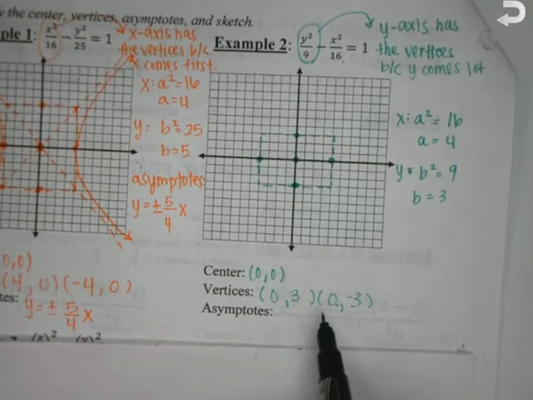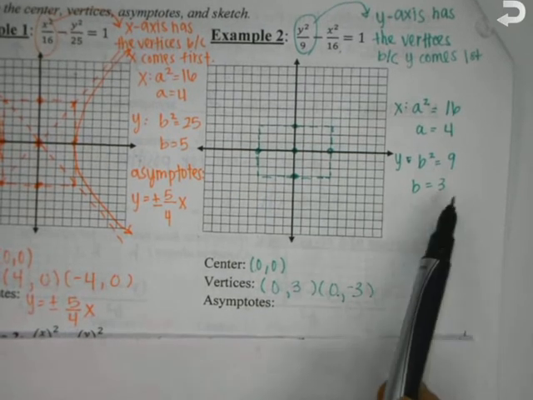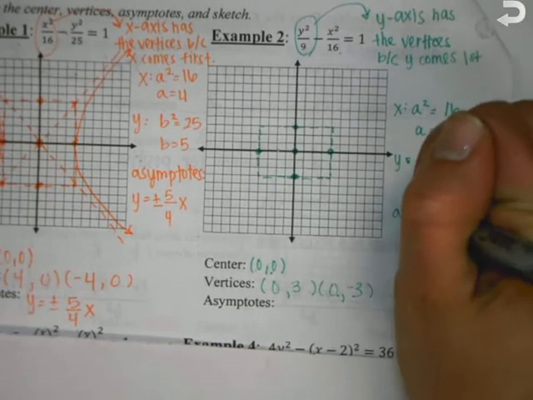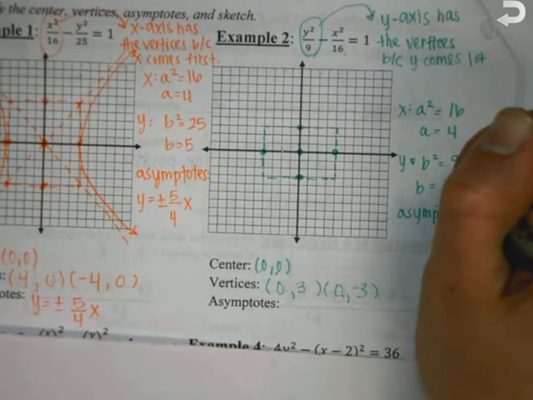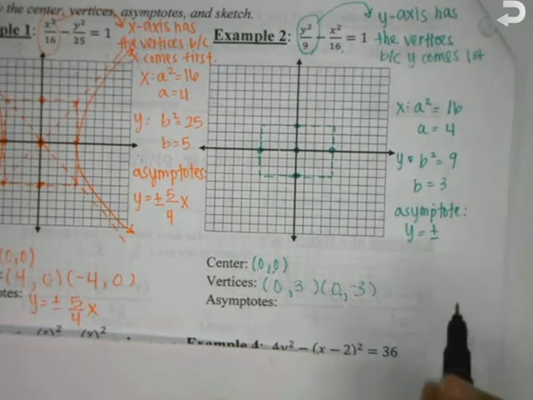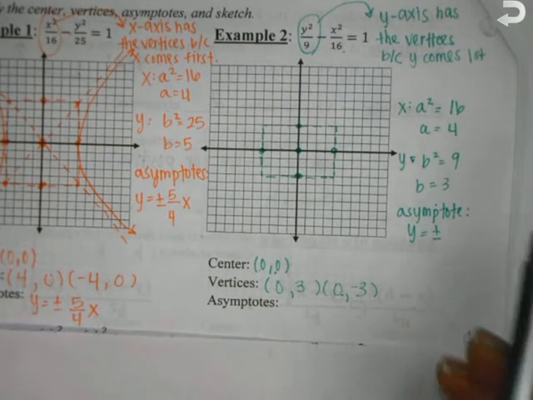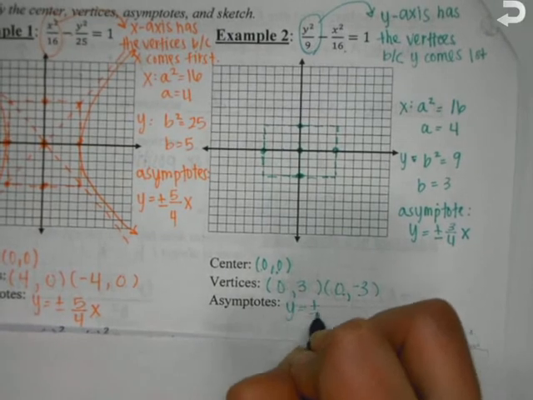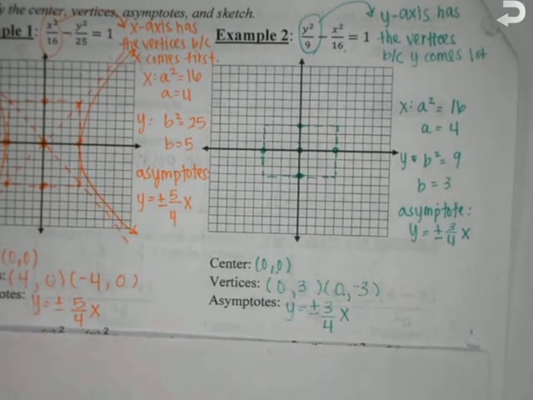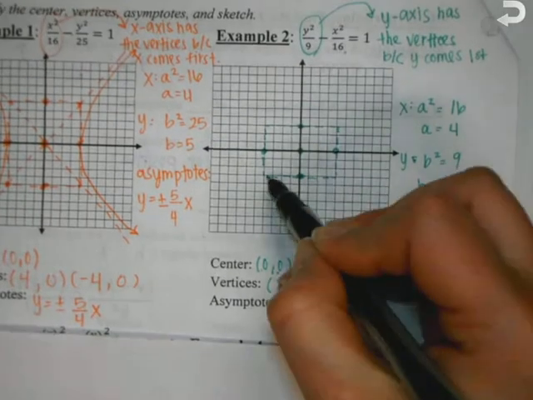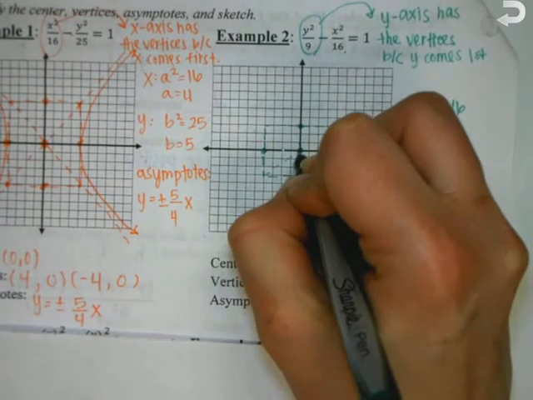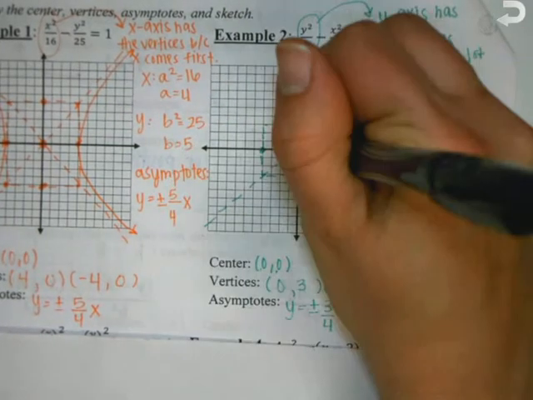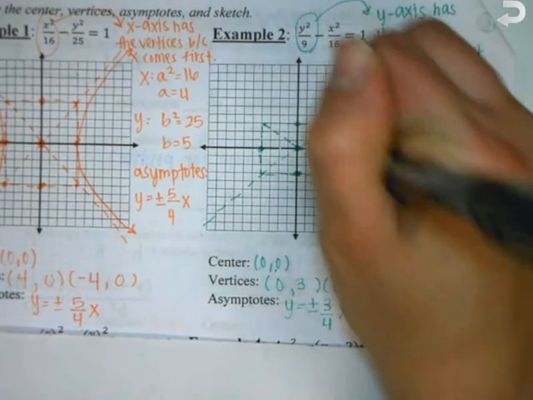Okay, asymptote is y equals plus or minus B over A times x. So that's going to be 3 over 4 x. So y equals plus or minus 3/4 x. Those are two lines going through the corners of that box. So let's draw them. So these two diagonal lines are my asymptotes.